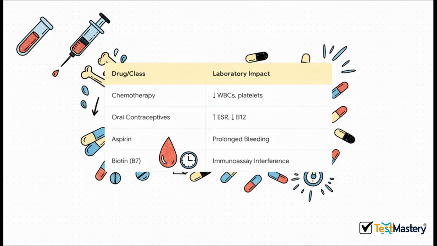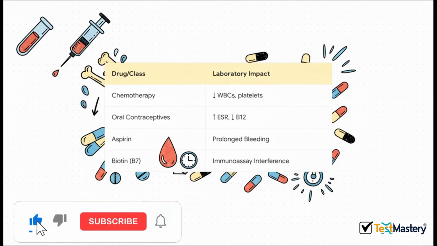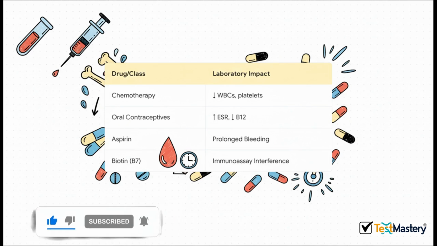Chemo lowers white blood cells. Aspirin makes people bleed longer, which is critical for you to know. But I want you to pay special attention to that last one, biotin, or vitamin B7. It's in tons of hair, skin, and nails supplements, and it can cause major problems with a whole category of tests called immunoassays, things like hormone tests.